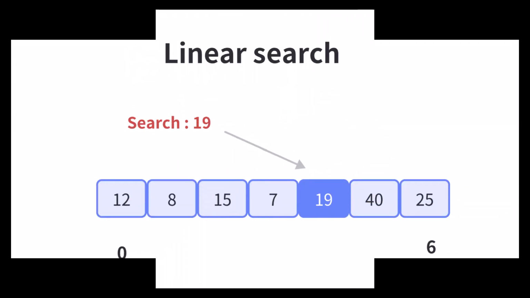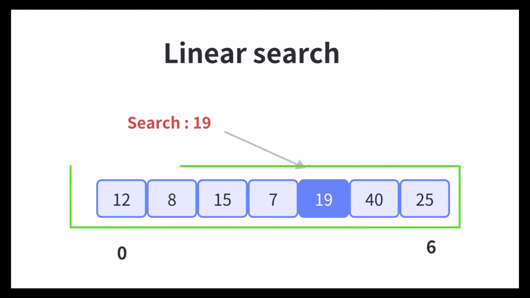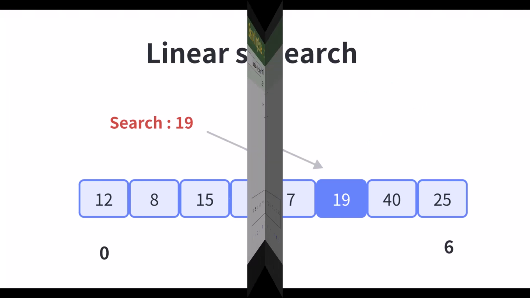Linear search is very effective and a very straightforward algorithm. We check each element in the list one by one till we find a match or reach the end of the list. For example, given a list of integers, we want to find 19, which is located at index 4. It's easy to implement and works well for small lists. Let's look at the visualization of linear search.